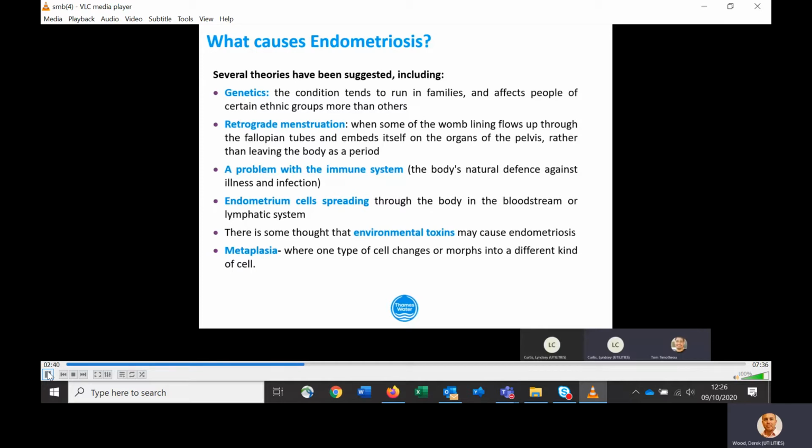Again, when these endometrium cells spread through the body, through the bloodstream, this is when you're more likely to get it. There is also some thought that environmental toxins can cause it, but again, not proven. And then you also have metaplasia, which is where one type of cell changes or morphs into a different kind of cell, and these are the cells that increase that risk.